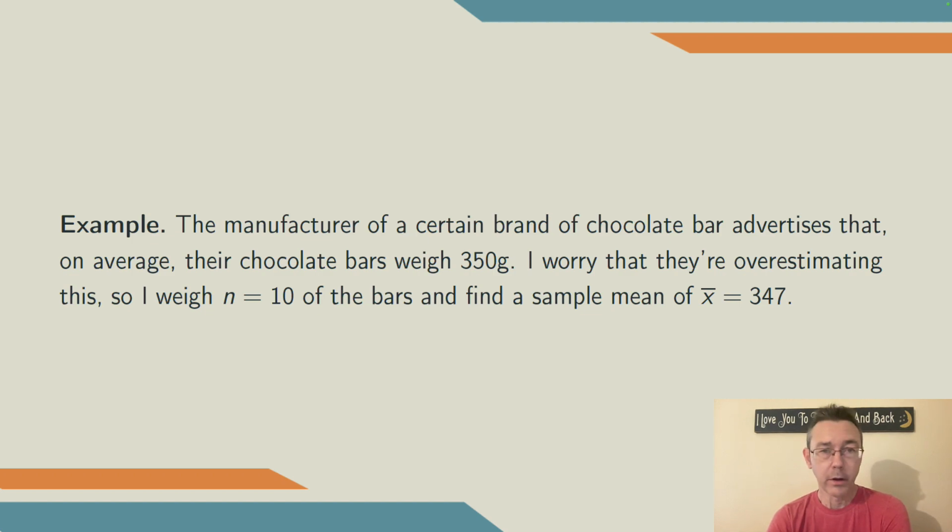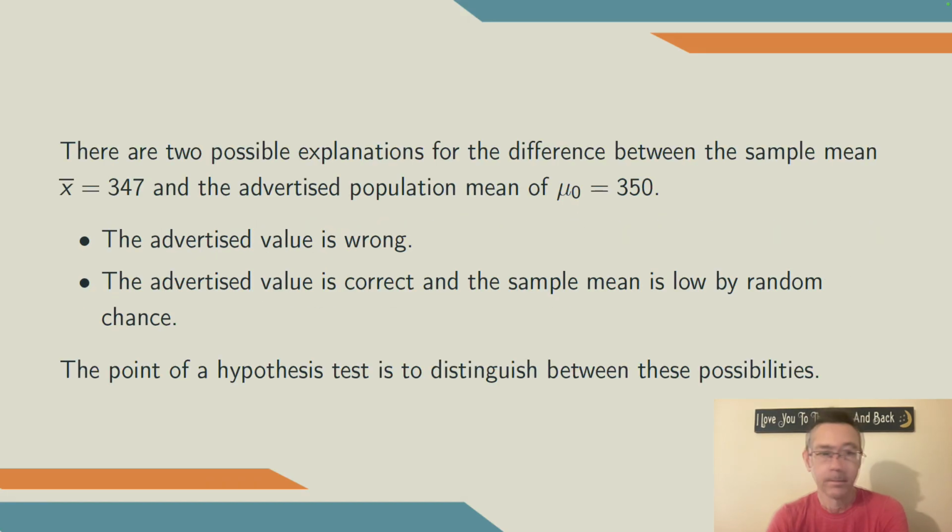So throughout this video, we're going to be considering this example. The manufacturer of a certain brand of chocolate bar advertises that on average, their chocolate bars weigh 350 grams. I worry that they're overestimating this, shorting us on our chocolate, so I weigh 10 of the bars and I find a sample mean of x bar equals 347.